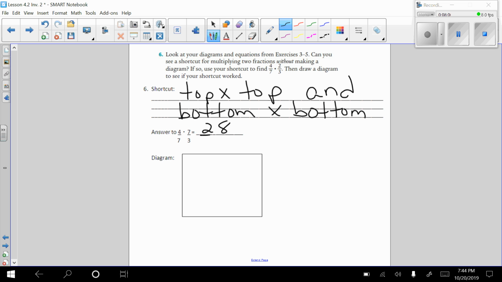3 times 7 is 21. Then we need to simplify. Well, in this case, I can divide them both by 7 to come up with 4/3, but we still don't want to leave it as an improper fraction. I want to go ahead and change that to a mixed number of 1 1/3.